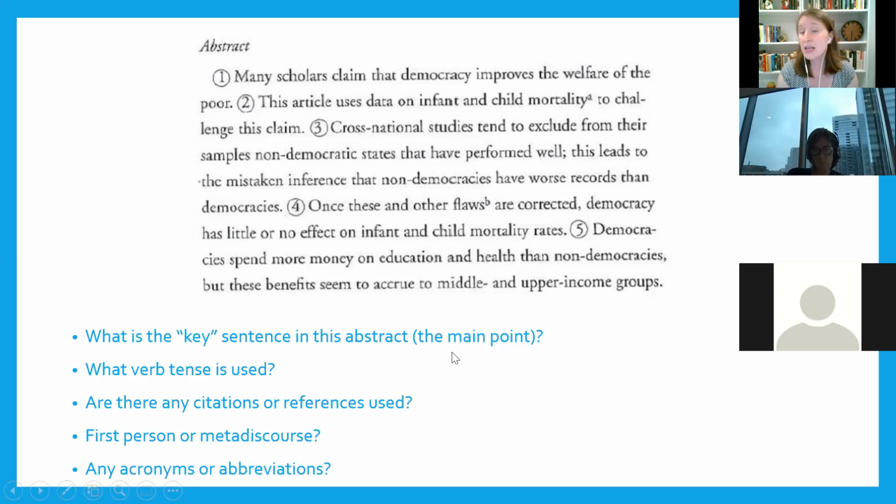Okay, and when in doubt, ask your professor. That's always going to be my answer. When in doubt, ask your professor, because sometimes your professor is going to have personal preferences in terms of some of these things as well. So especially when you're writing something for a grade, you want to align yourself with what your professor might be looking for.